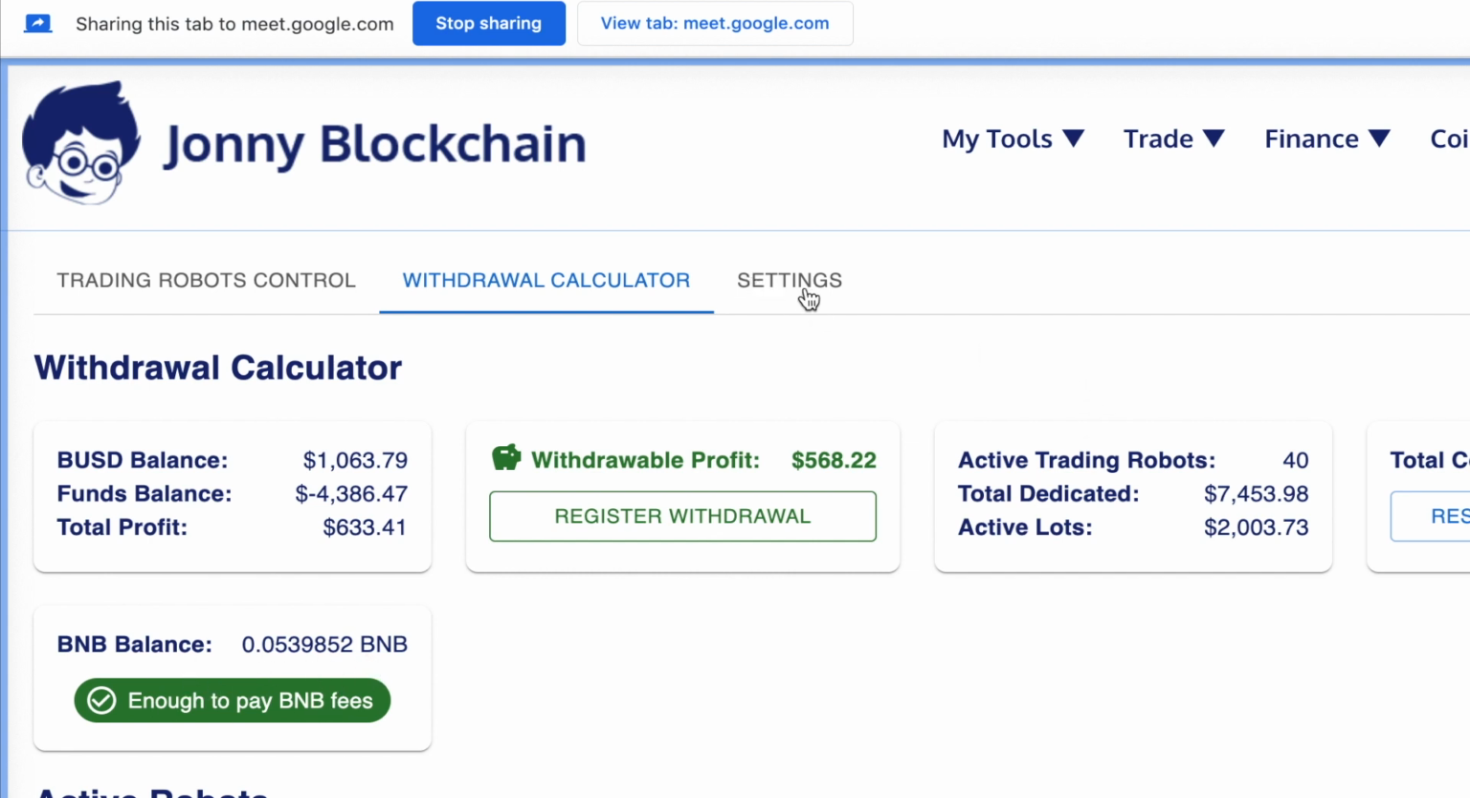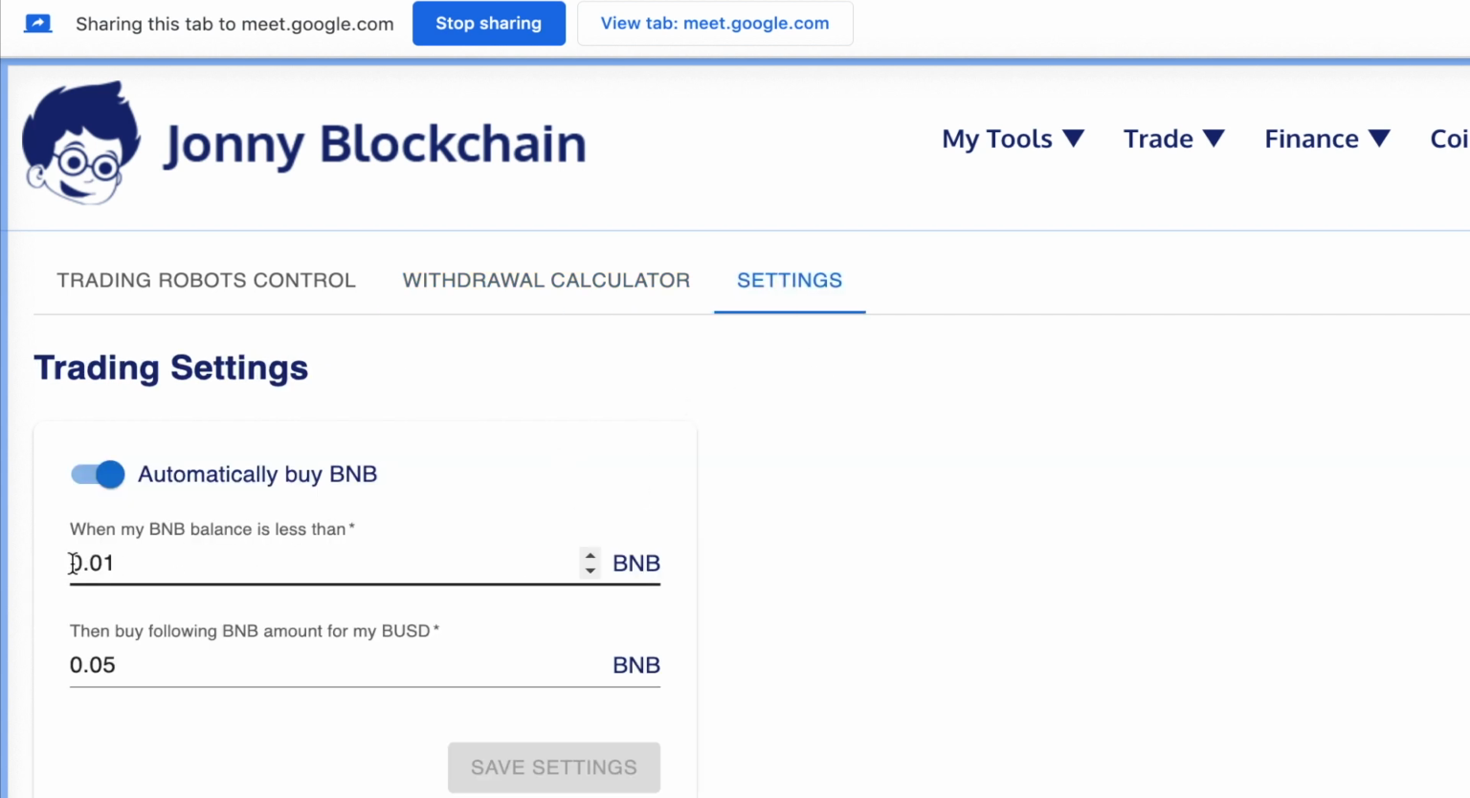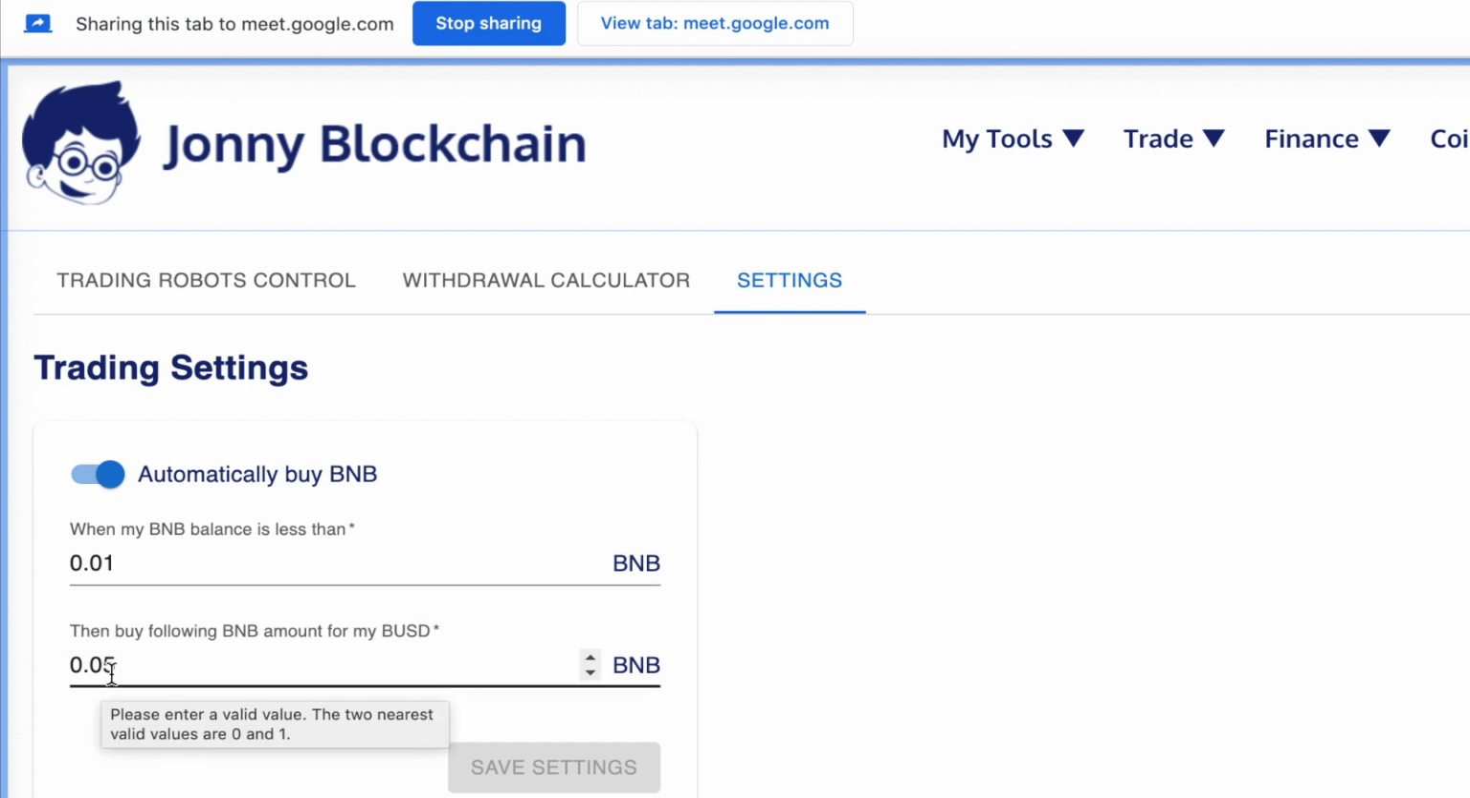Now you can come to the settings tab and set up whatever numbers you like in here. When your BNB balance drops below 0.01, or whatever number you want to put in there, I've got it set for 0.01, I want it to buy me 0.05. It will buy that, do a trade inside my Binance account for me, providing I've got a balance of BUSD. If I've got no BUSD, it's not going to be able to carry out the trade. It's not going to be able to top it up.